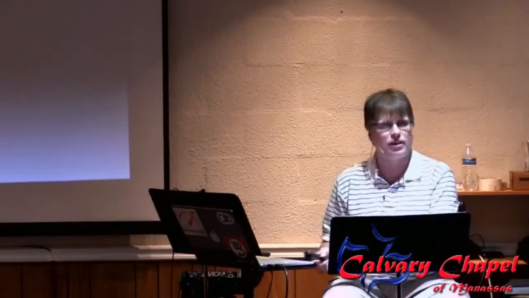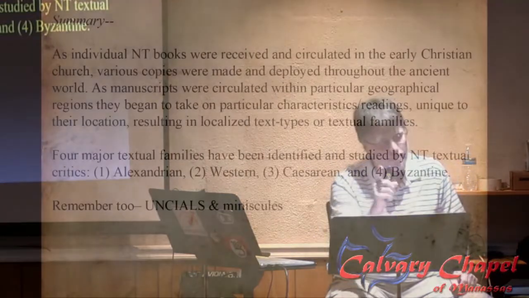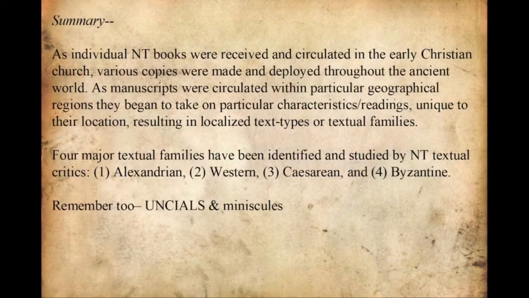And so to prepare us for the next subject, I want to give you all a quick reminder from the end of last week's study. There are some details from the last study that are going to come up again tonight. So here is a summary of last week's lesson. We looked at this very thing last week. Keep this in mind: as individual New Testament books were received and circulated in the early Christian church, various copies were made and deployed throughout the ancient world. And as manuscripts were circulated within particular geographical regions, they began to take on particular characteristics or readings unique to their location, resulting in localized text types or textual families.